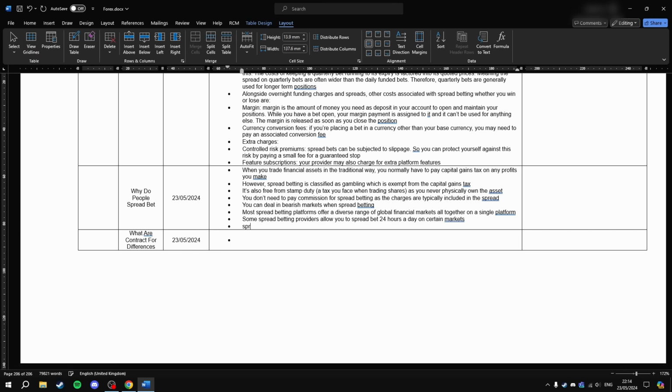So spread leverage can be used in spread betting.